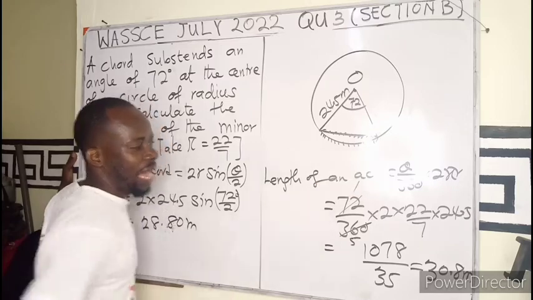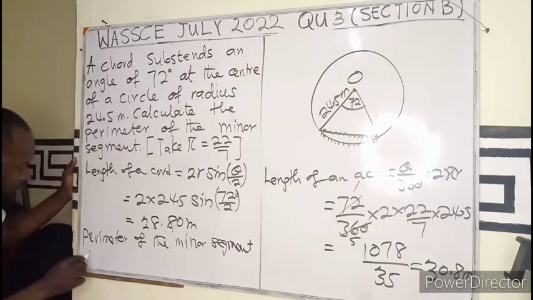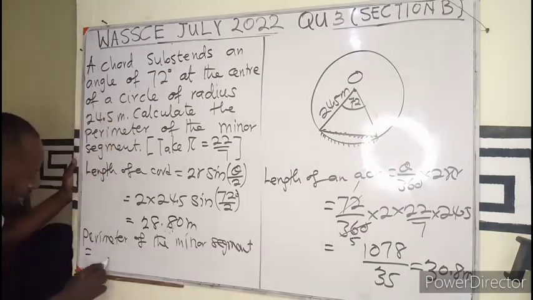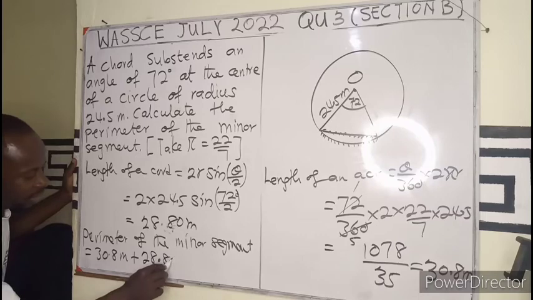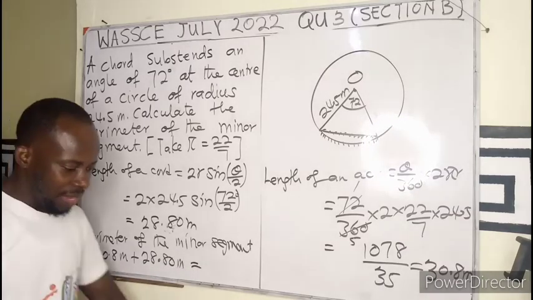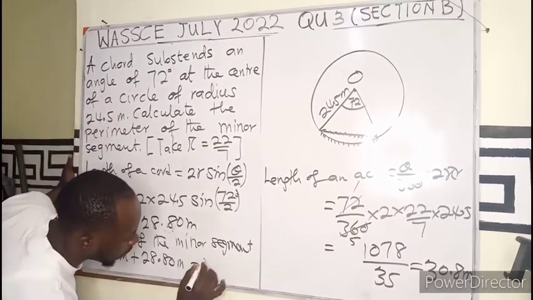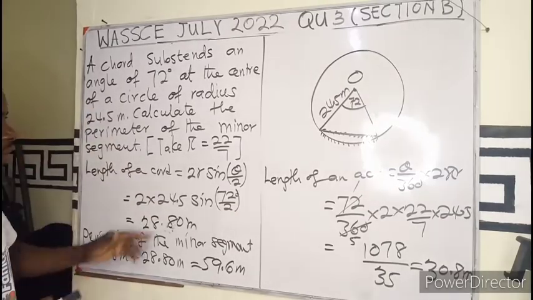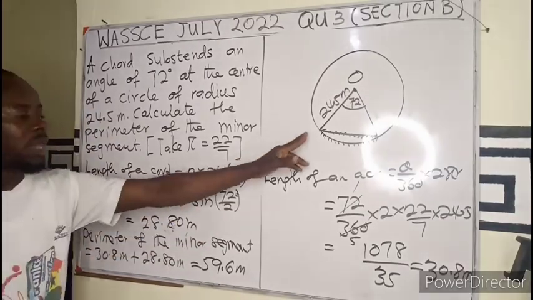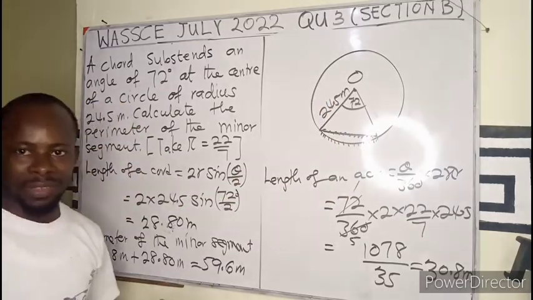The length of the arc is 30.8 meters. So in this case, our perimeter is going to be the length of the arc, which is 30.8 meters, plus the length of the chord, which will be 28.80 meters. And that will give us 59.6 meters. So the perimeter of this minor segment is just 59.6 meters.